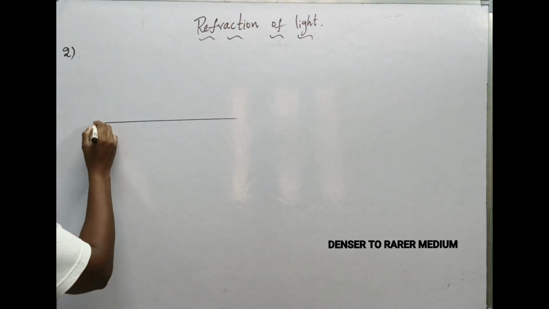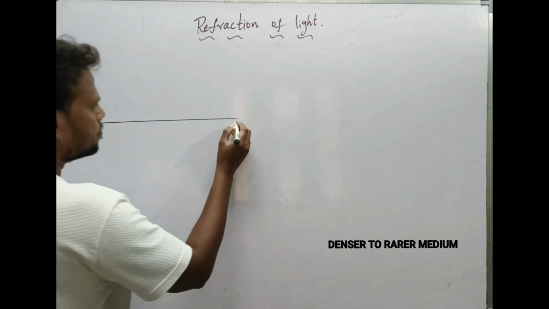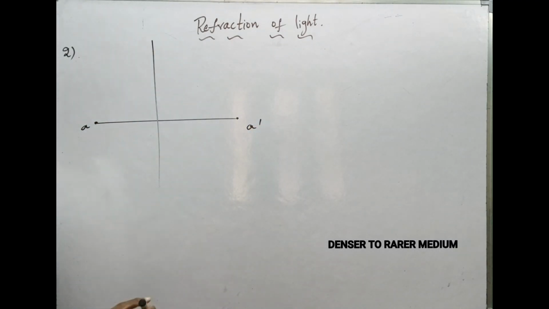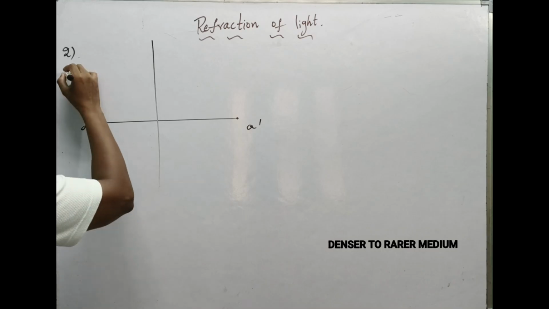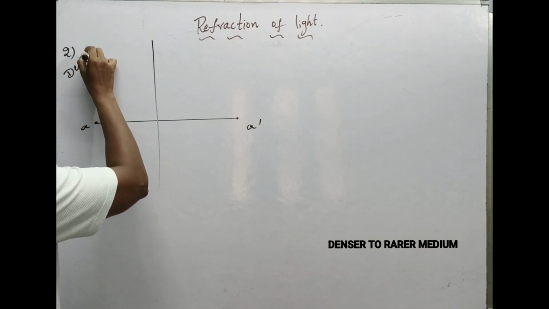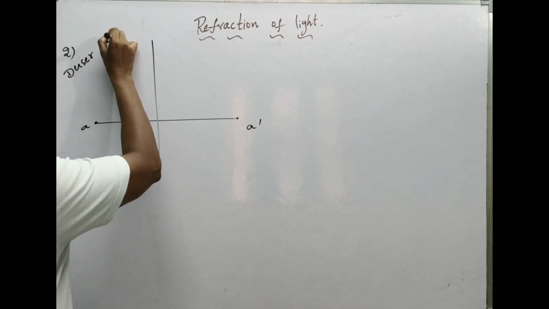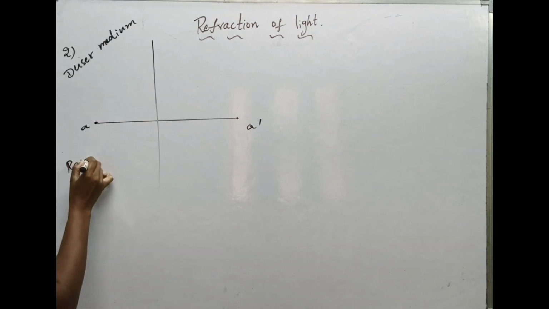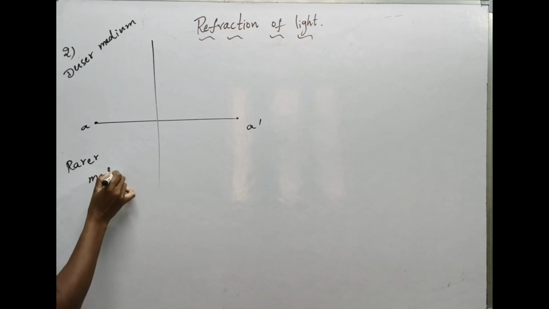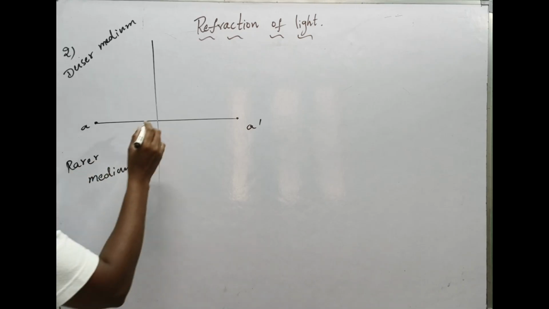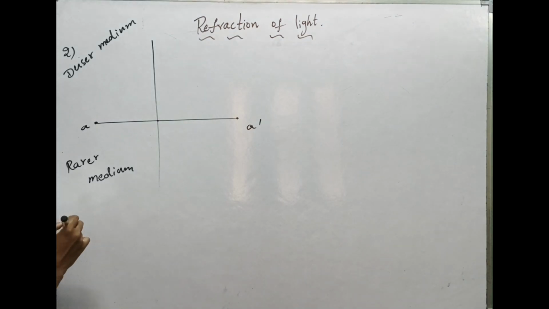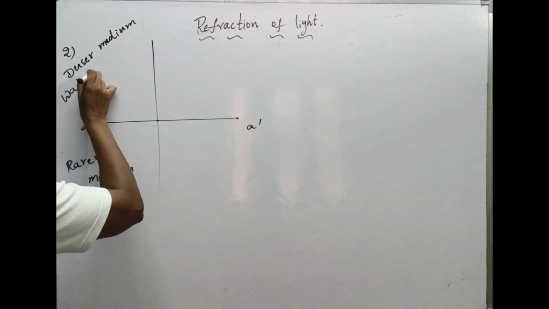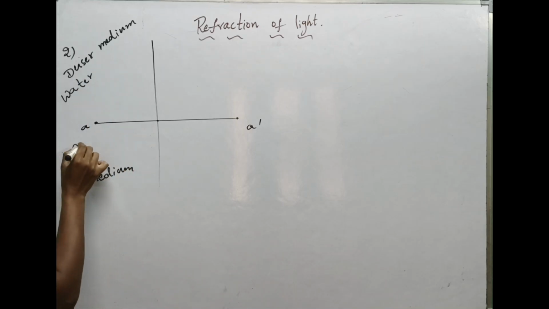Separation of the media, A dash, is an imaginary line which is perpendicular to the surface. Denser medium, rarer medium, point of incidence. Let us consider the denser medium is water and the rarer medium is air.